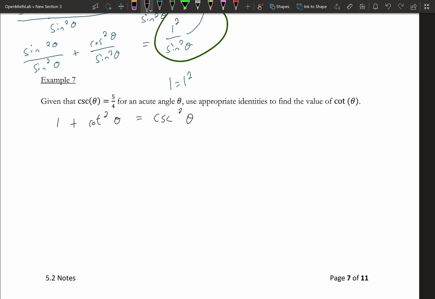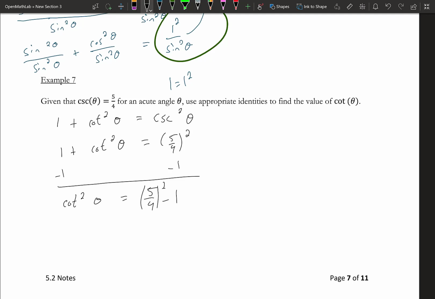So I know what cosecant theta is. That's 5/4. So this would be 5/4 squared. And then I do not know what these values are. So now what I can do is solve for cotangent. I could subtract 1 from both sides. So we get cotangent squared theta equals 5/4 minus 1. And this is 5/4 squared. So I can clean that up.